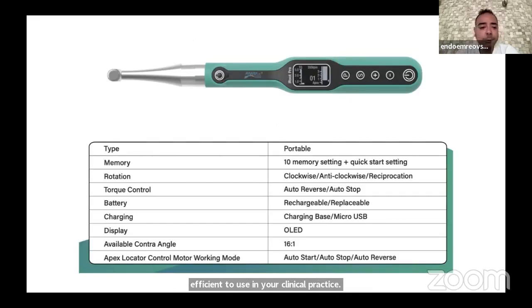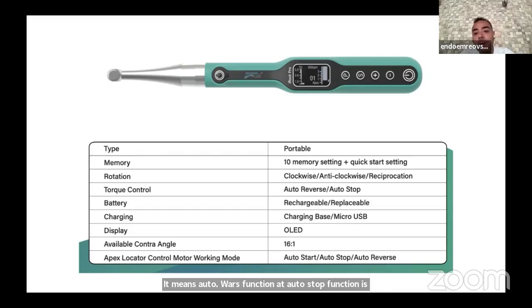I mentioned most of the specifications of the product. Of course, the rotation is important. It also has a reciprocating mode, anti-clockwise and clockwise. When you adjust the settings and the file starts, and you try to reach the apical, the file can stop, or it can slow down to reach the apical, or it can take the file back to the coronal part. You can adjust these settings while integrated with the apex locator. It means the auto reverse function and auto stop function are very important for an endomotor.